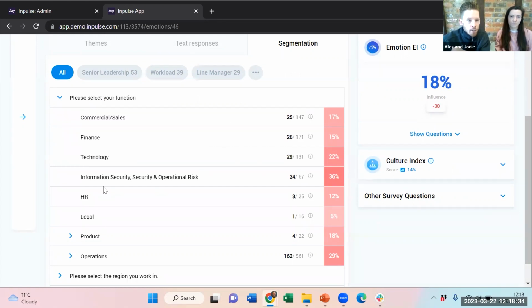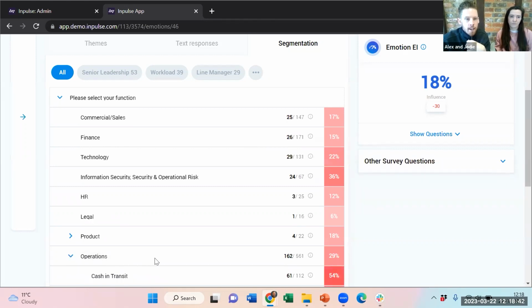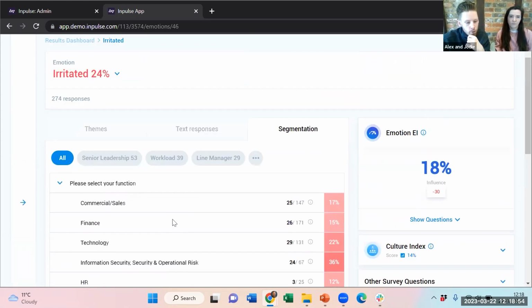So I need to really have a look at this information security, technology, and operations as well. If I unfold operations, I can go to another level down to look into that. So I now know who I need to target in terms of addressing this irritated emotion and this population in order to drive that down as well. So that is looking at the specific emotions.